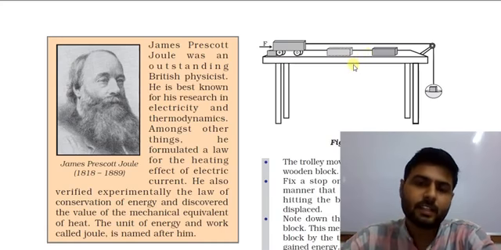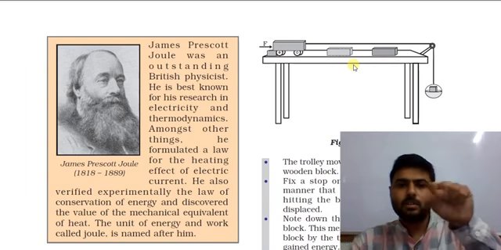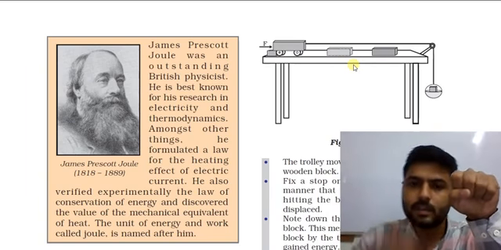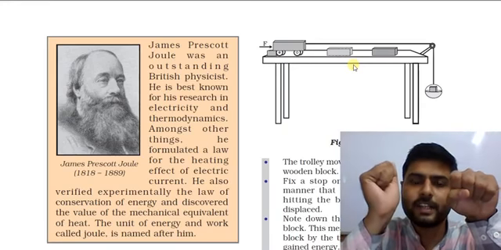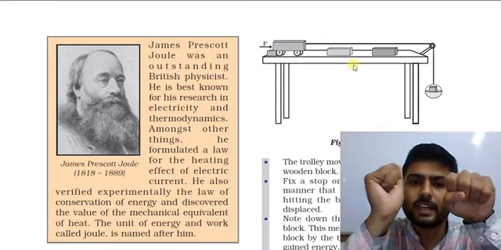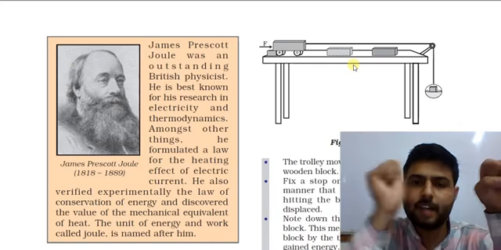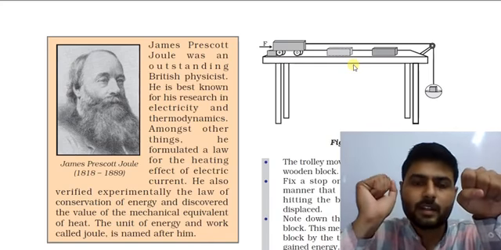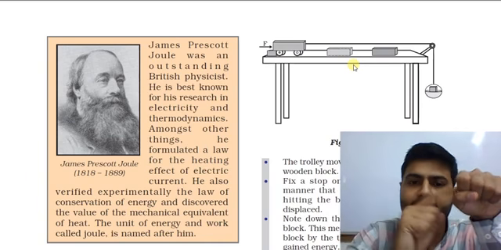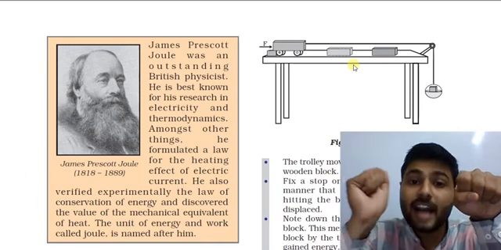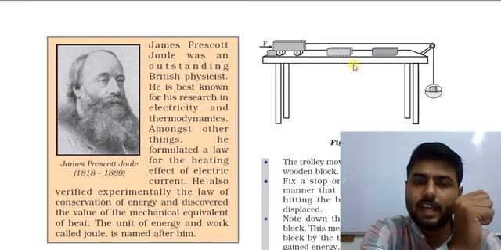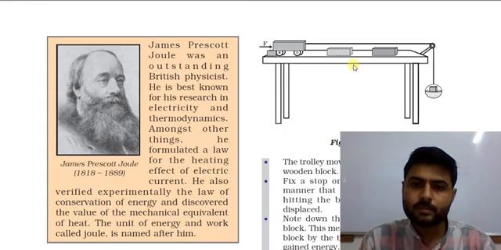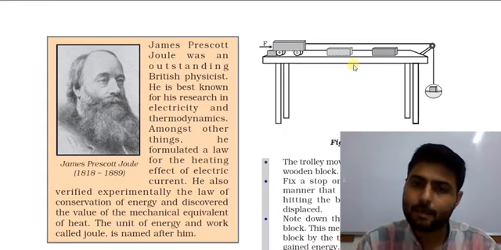I hope you can understand. Suppose I have one object here. If I hit this object with lower velocity like this, what will happen? This object displaces a little bit. Now if I hit this object with larger velocity, what will happen? This object will move more distance. A similar thing is happening here.